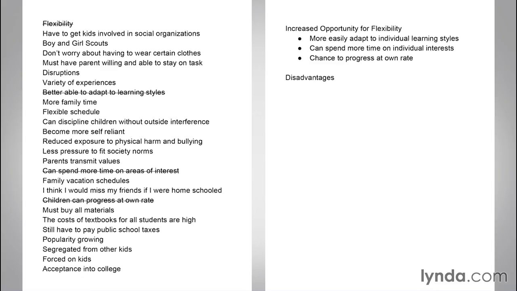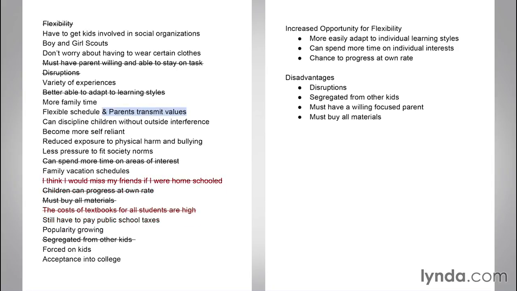Disadvantages, for example. These subpoints could include disruptions, segregated from other kids, must have a willing, focused parent, and must buy all materials. Some items on the list will be dropped. Maybe the cost of textbooks for all students is high. And your personal opinion about homeschooling. The ideas of more family time and the possibility of more varied experience might be combined, but more specific research will be needed to provide examples and specifics.